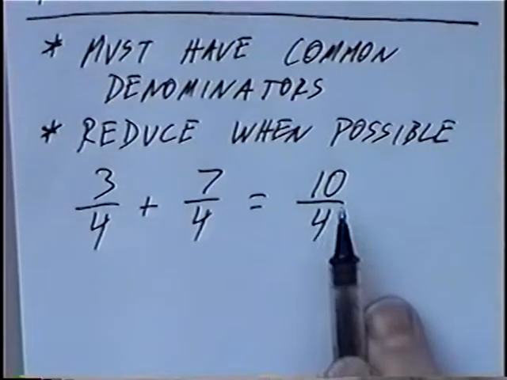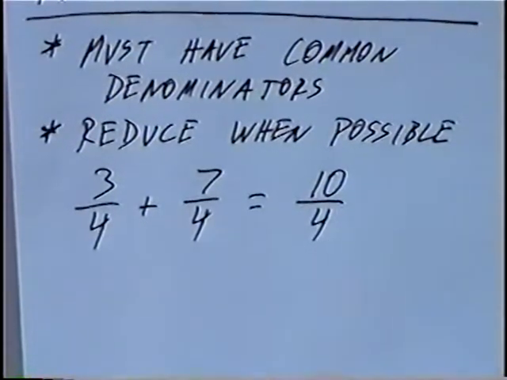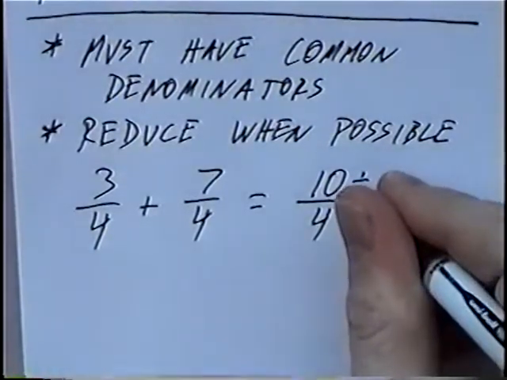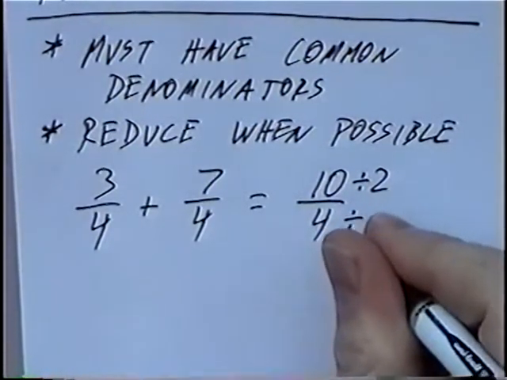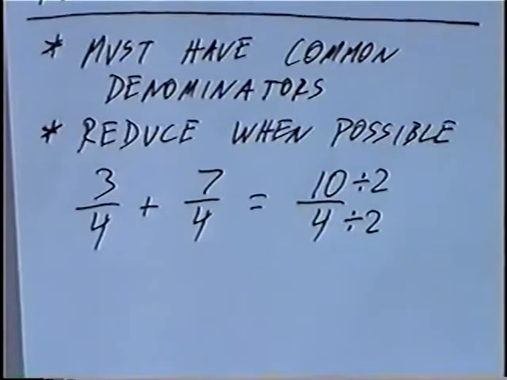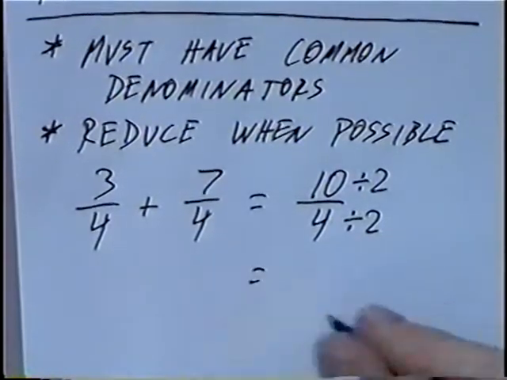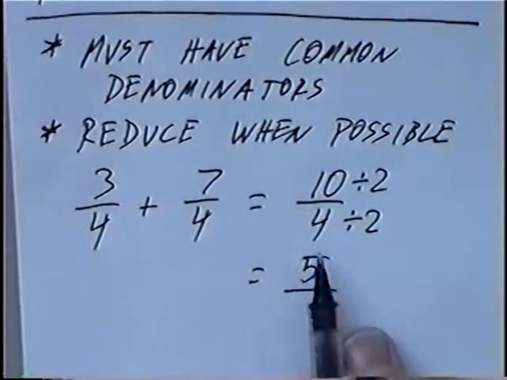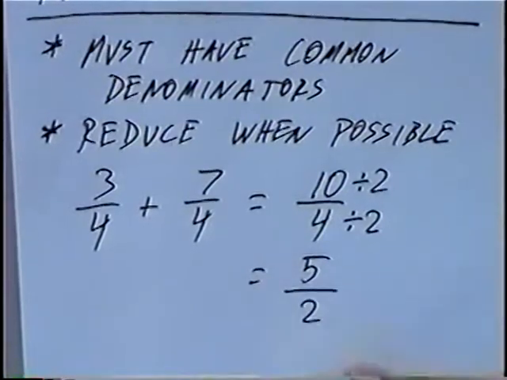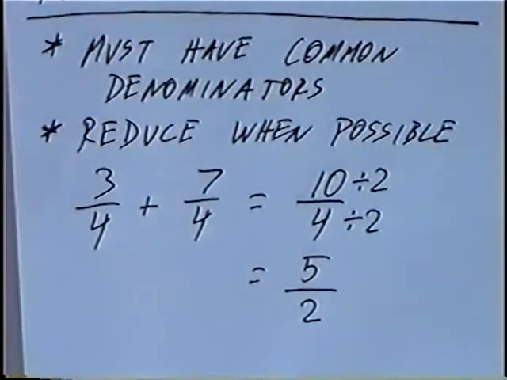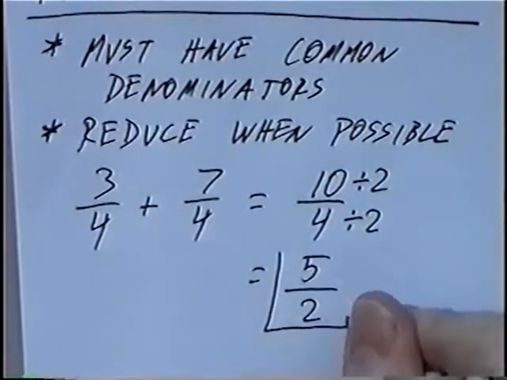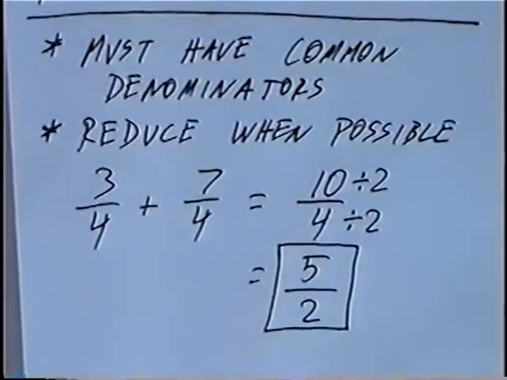To reduce fractions, you want to divide the numerator and denominator by the same number. In this case, we can divide both the numerator and denominator by 2. 10 divided by 2 would be 5, and 4 divided by 2 would be 2. So 10 over 4 reduces to our answer, and the answer would be 5 over 2, or 5 halves.